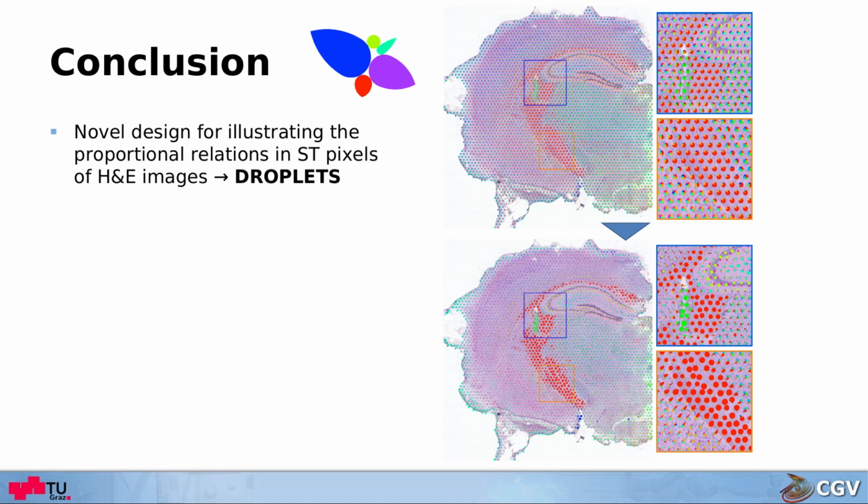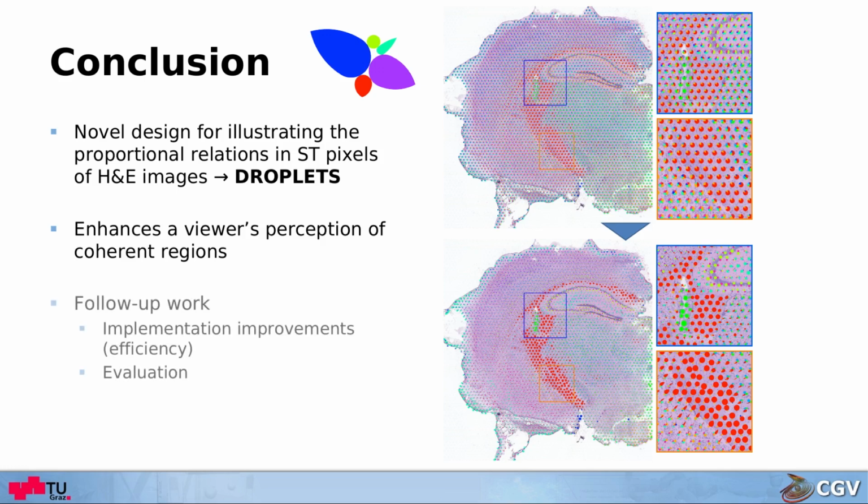To summarize, we propose a novel visualization concept for illustrating the proportional relations in ST pixels of H&E images. Our design with droplet markers for indicating cell type contributions enhances a viewer's perception of coherent regions and provides an overall less turbulent overlay than superimposed pie charts. Efficiency and interactivity were no consideration during our experiments, but will be the target of follow-up work.